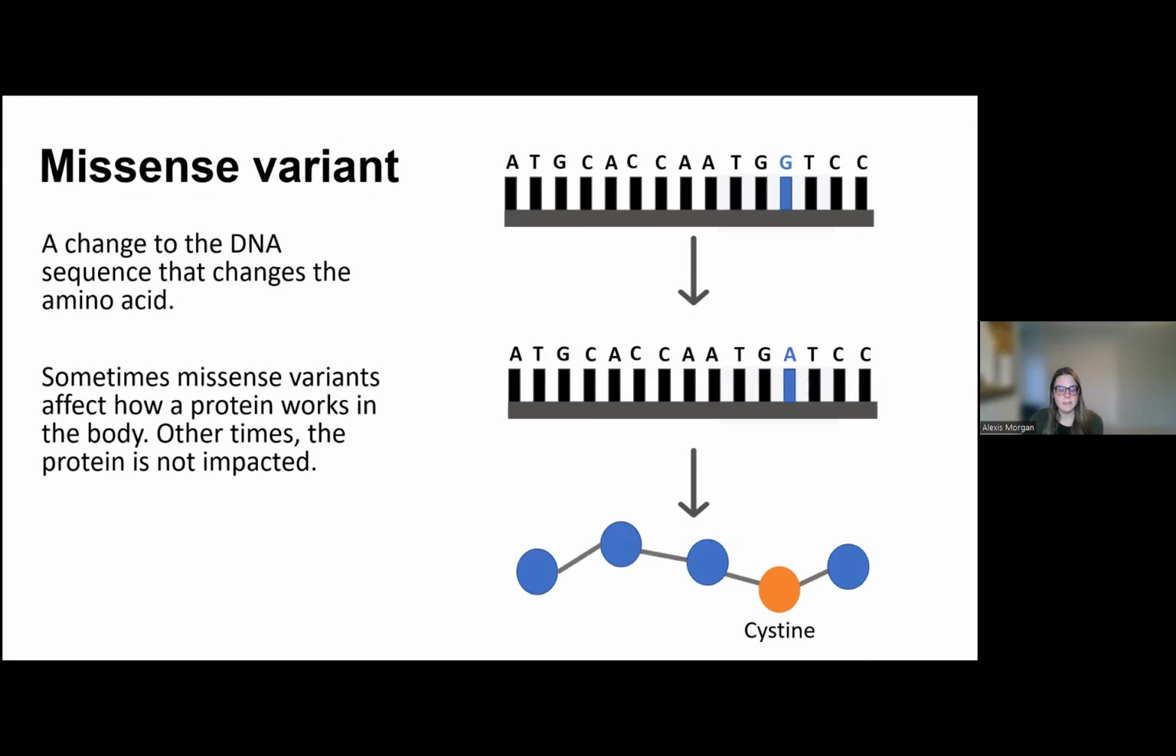A missense variant is a DNA change that is often caused by a single letter change. This single letter change changes the amino acid in the protein. So in this example, the G, which is typical, was changed to an A in the DNA sequence. That G changing to an A changes the amino acid, which is typically serine, and it changes it to cysteine. This change in the amino acid may impact how the protein functions in the body.